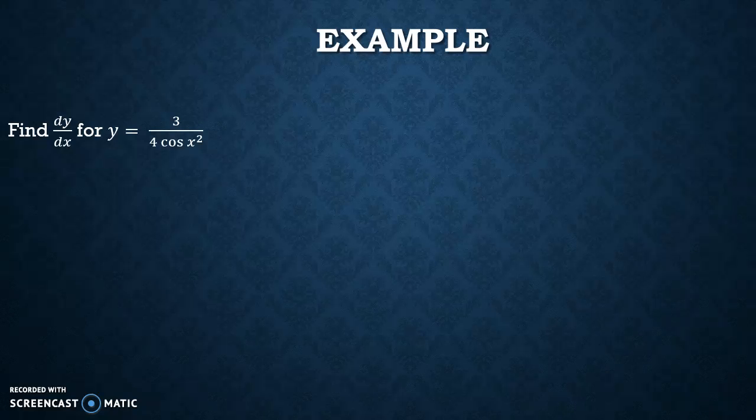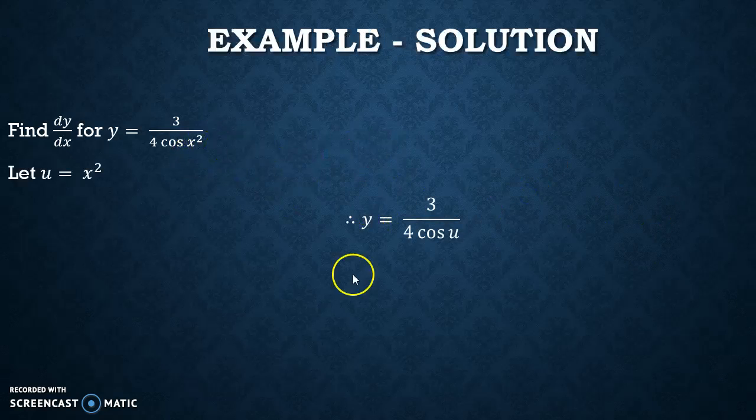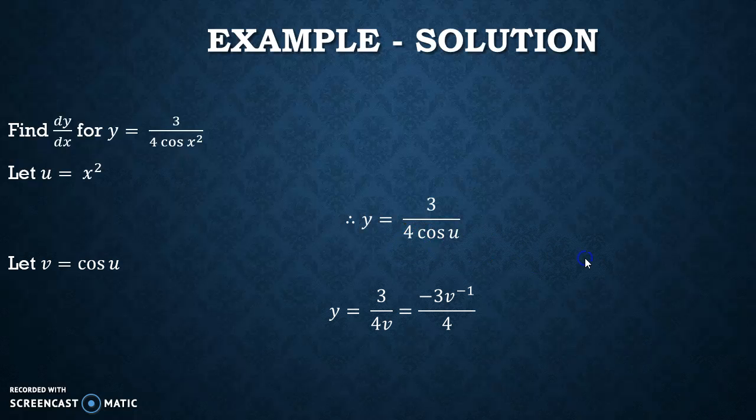This is a slightly more difficult one. Here we've got 3 divided by 4 cos x squared, cos brackets x squared. I probably should have put brackets there just to clarify that a bit. But unless you see brackets around the cos and the x, you can just assume that the x is the only thing being squared here. And so again, we're just going to use the chain rule. Let u equal x squared. So we are left with 3 divided by 4 cos u.